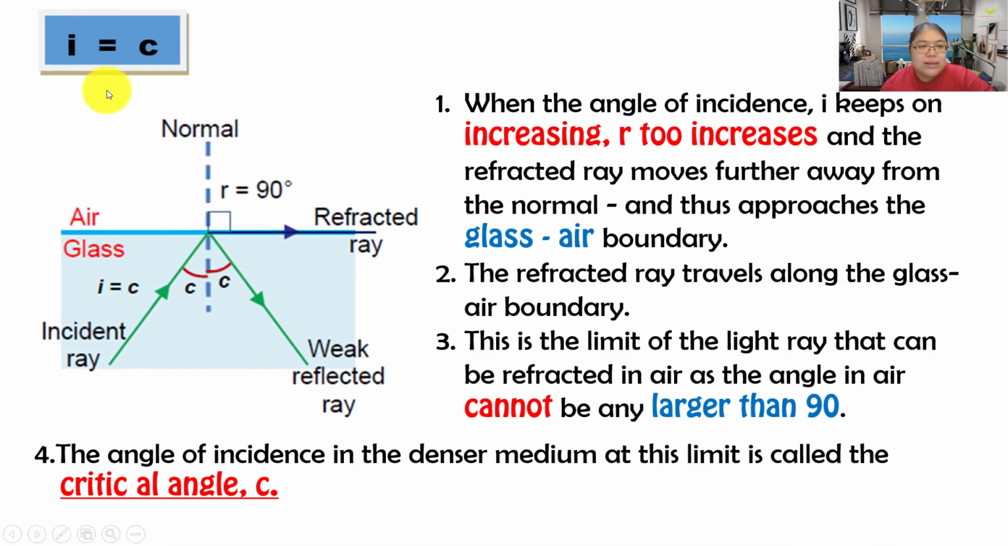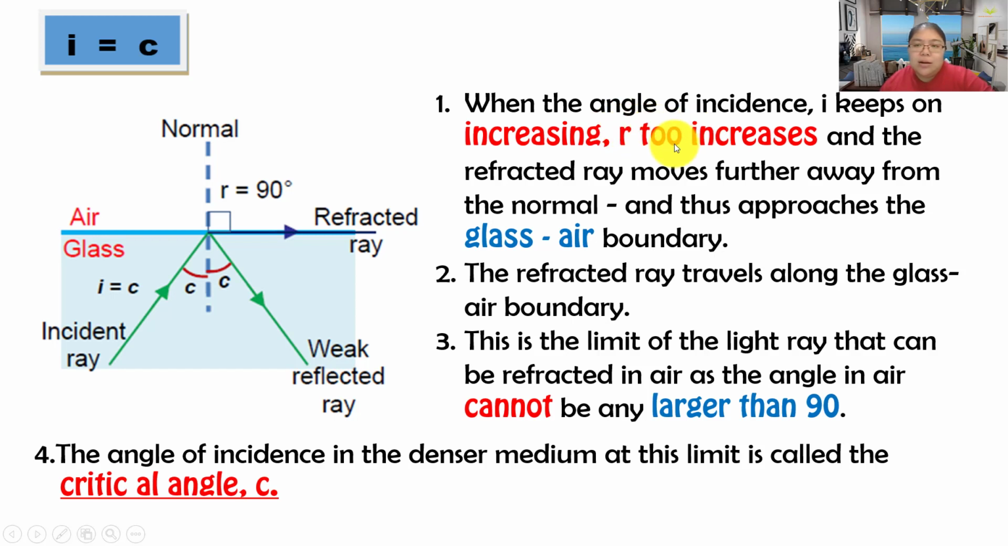Okay, now this one is an example. I equals C. It means that when the refracted angle is exactly 90 degrees, the incident angle gets another name, C. Now let's see what this C means. See the diagram first. The incident ray comes in, and then you see the refracted ray exactly at the boundary between the two media. This one is still a weak refracted ray. Now let's see the explanation.